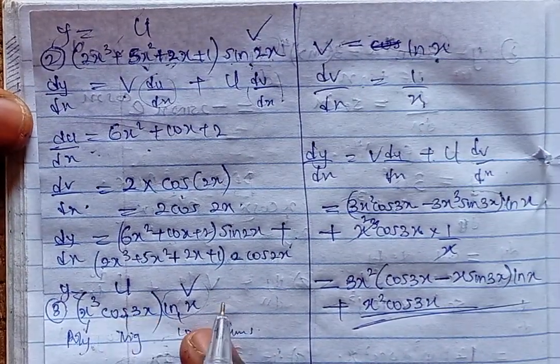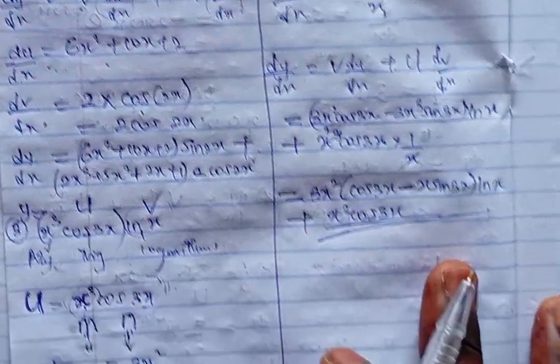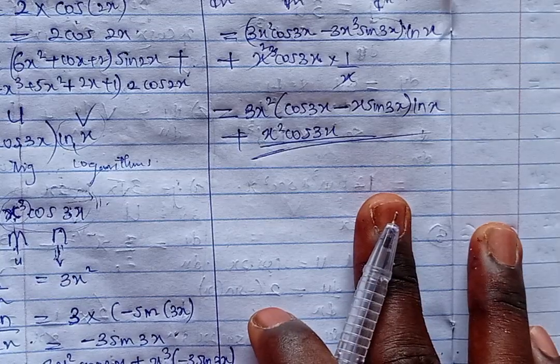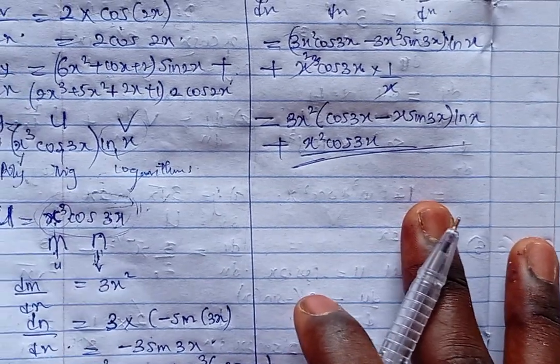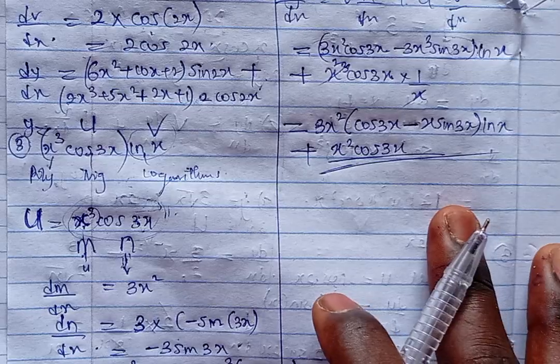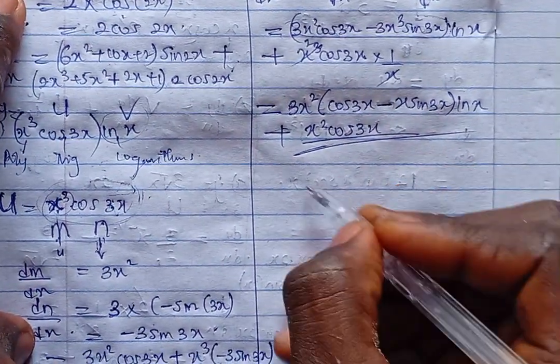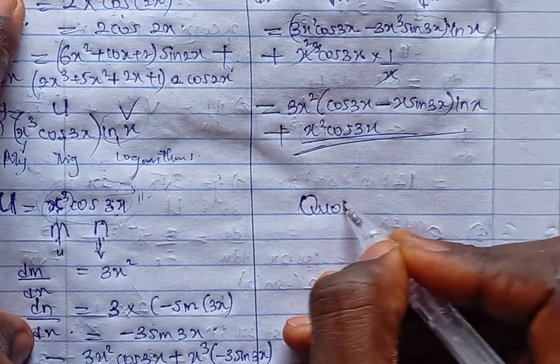So this is your final answer when you have to differentiate this type of question. Make sure that you know how to go about everything on that product. You make sure you solve questions so as to familiarize yourself with how questions come. Okay, now the other rule is the quotient rule.